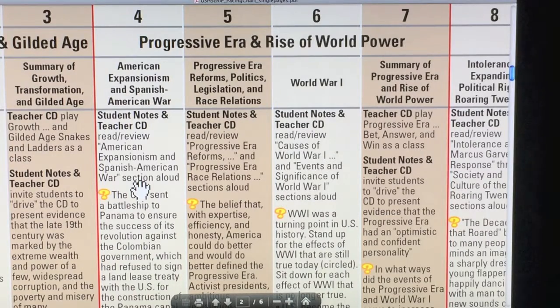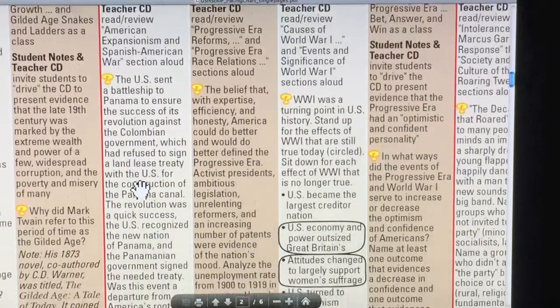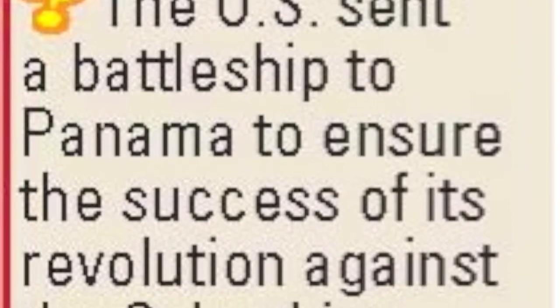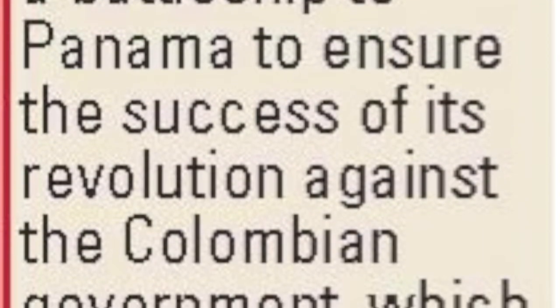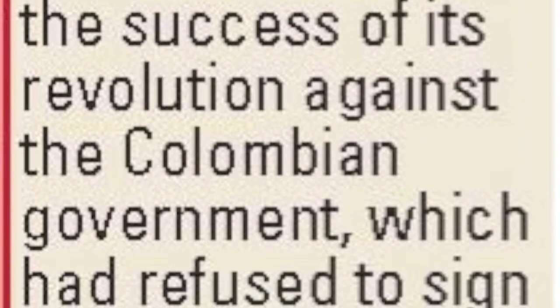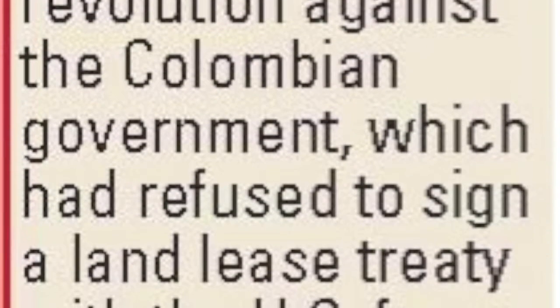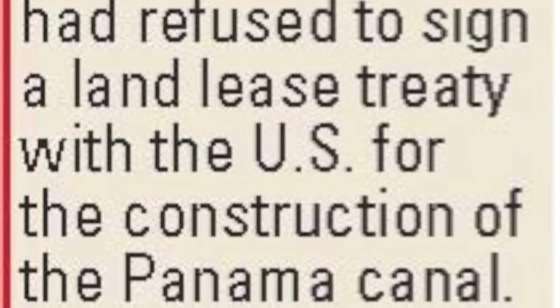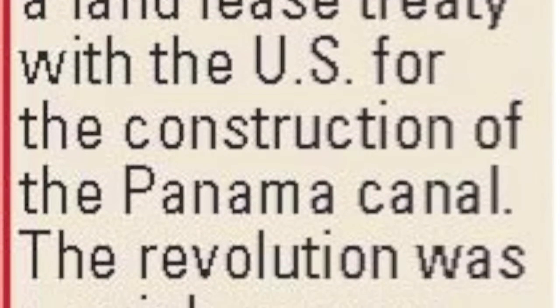When we take a closer look at the teacher CD, you'll see the tools available in it to help you do this. Next, there's a question as indicated by the yellow question mark symbol. It says, the U.S. sent a battleship to Panama to ensure the success of its revolution against the Colombian government, which had refused to sign a land lease treaty with the U.S. for the construction of the Panama Canal.